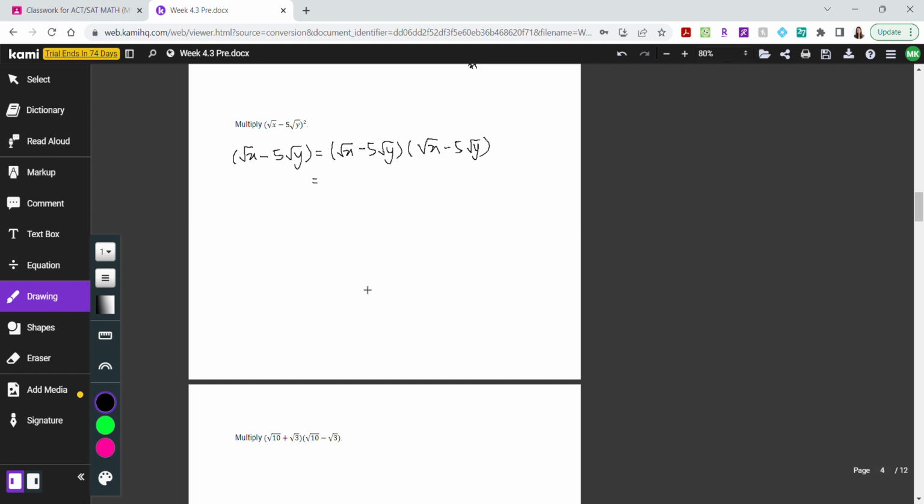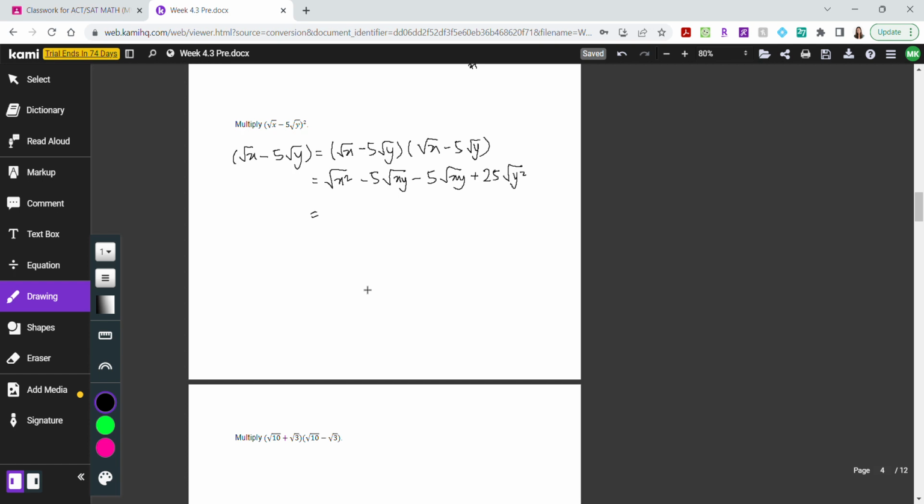From here, let's see. Square root x times square root x is going to be square root x squared. Square root x times negative 5 square root y is going to give us negative 5 square root xy. Same thing over here, another negative 5 square root xy. Negative 5 square root y times negative 5 square root y is going to give us positive 25 square root y squared. All right, now from here, let's group the like terms and square root whatever we can square root.